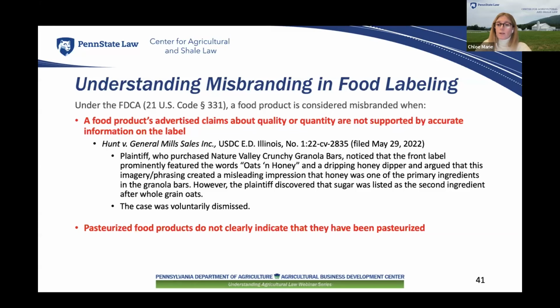The plaintiff claims that the front label of the bars prominently features the words oats and honey and a dripping honey dipper, suggesting that honey is the primary ingredient. However, the plaintiffs maintained that sugar is listed as the second ingredient after whole grain oats, indicating that it is the dominant sweetener. So the parties reached an agreement and the case was voluntarily dismissed.